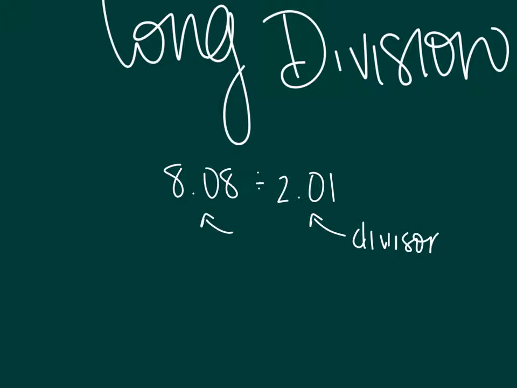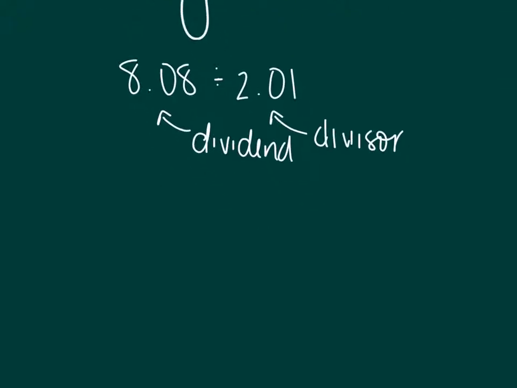The divisor, or divisor, depending where you're from, and then this is the dividend. Okay, so the dividend is the number that is being divided. The divisor is the number that's dividing everything by.